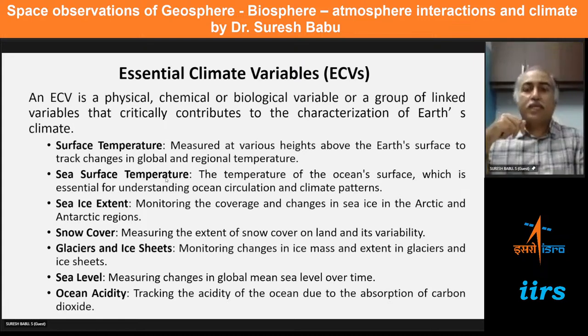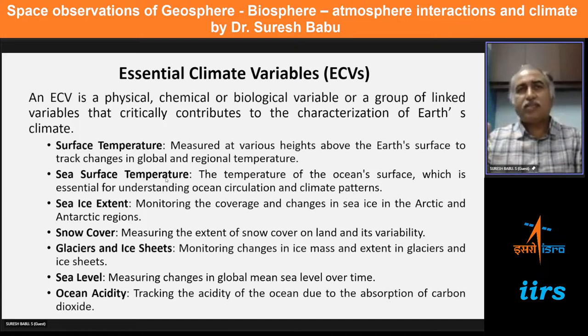to track the changes in the global and regional temperature. Another most important parameter in the essential climate variables is the sea surface temperature. Sea surface temperature is basically the temperature of the ocean surface, which is essential for understanding ocean circulation and climate patterns. We know that there are international missions. Our own Indian missions, like the OceanSat series, have the capability to measure the sea surface temperature.